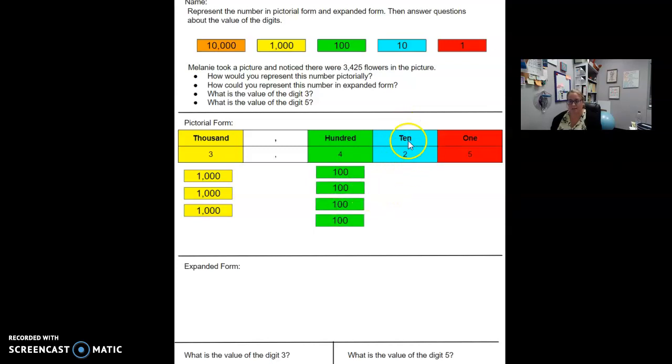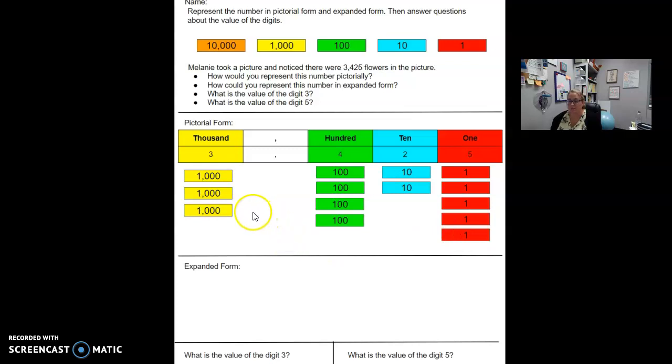Next I have to do my tens, and it says that I need 2 tens. So I'm going to go 1, 2. And finally it says I need 5 ones. 1, 2, 3, 4, 5. So now I've modeled it pictorially. I have used my place value discs to help me model it.